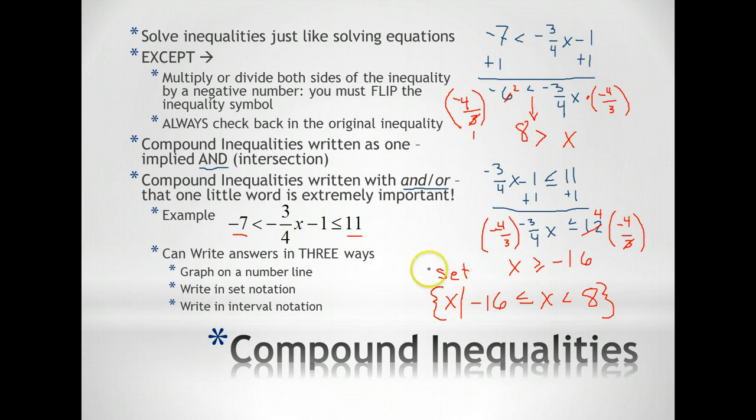Interval notation, I go and I say, okay, my first number is negative 16, my second number is 8. Since it's less than or equal to, the equal to part tells me it's a square bracket, and since it's just less than 8, it's a parentheses. So that's interval notation there, and then graphing it on the number line. I'm assuming you all know how to do that, and there's not space here for that.